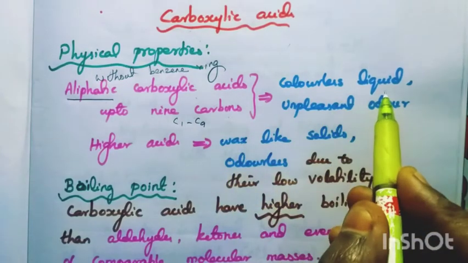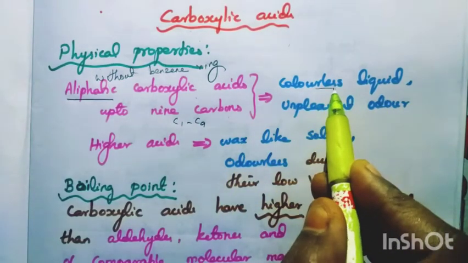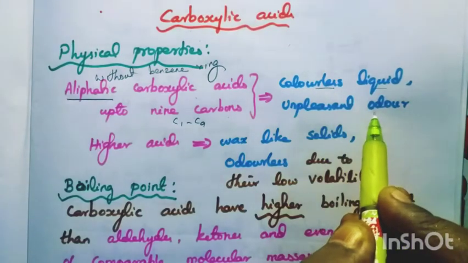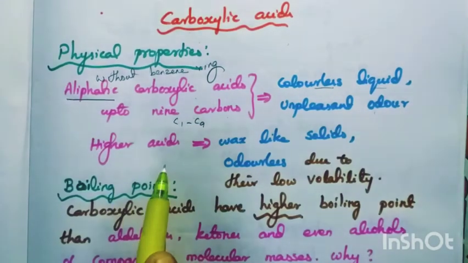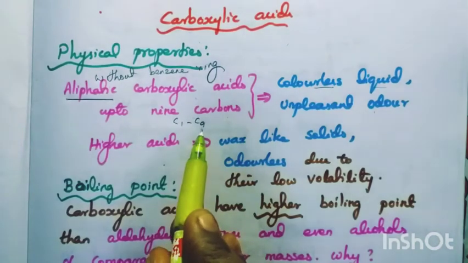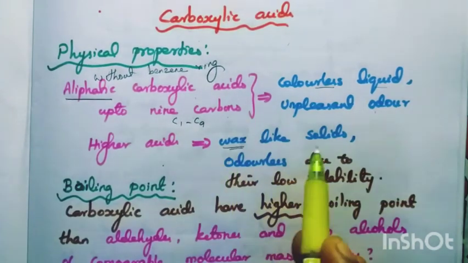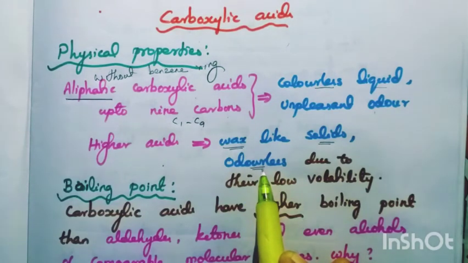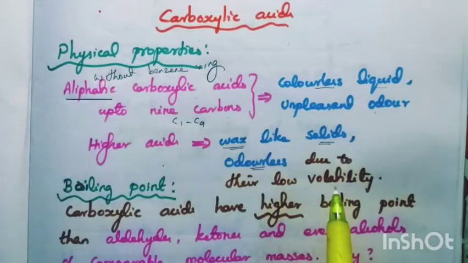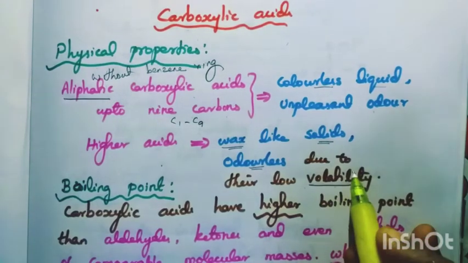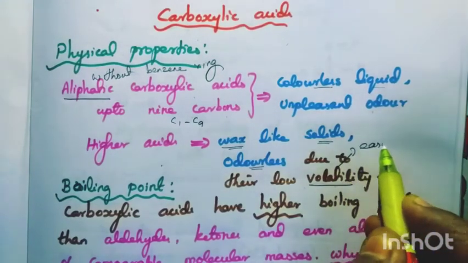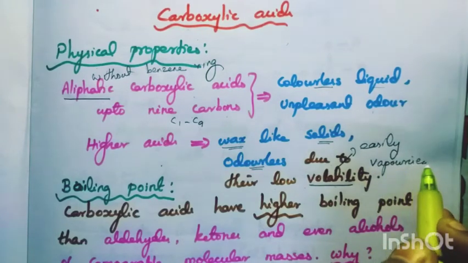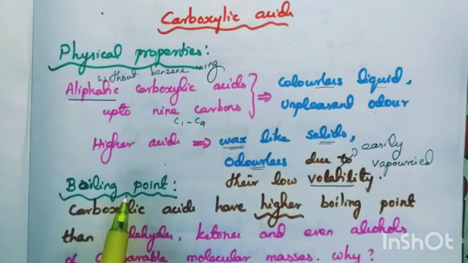They are colorless, and liquid in state, with an unpleasant odor. Higher acids, that means more than C9, are waxy solids. Odorless, odor means smell, due to their low volatility. Volatile means easily vaporized.